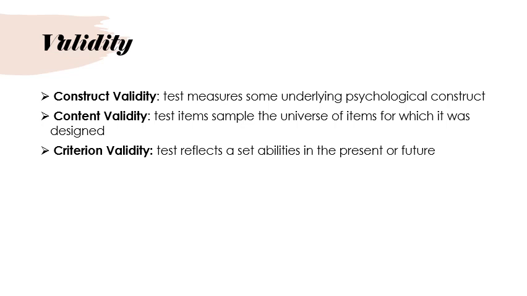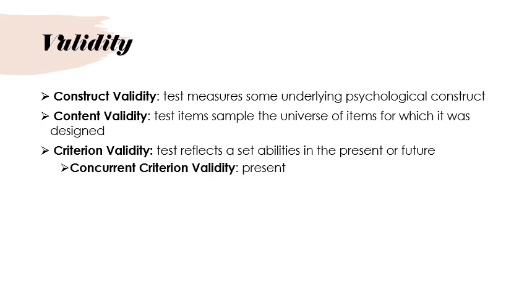We also have a different type of validity called criterion validity, and this is when a test reflects some set of abilities. This can be in the present, or this could also be in the future. So when we speak about criterion validity, there are actually two different types of this.